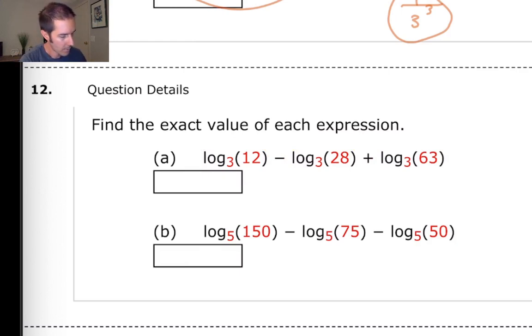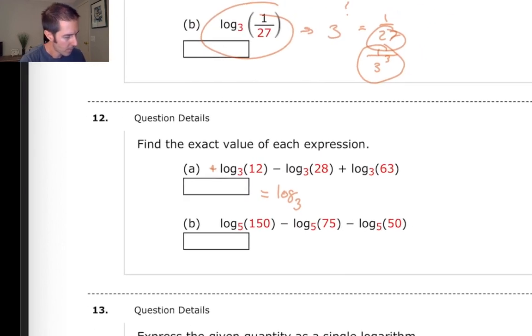Here, because there's a positive 1 in front of this logarithm, I'm going to rewrite a new logarithm that says the log base 3 of, and because this logarithm was positive, I'm going to take the 12 and put it into a numerator inside this new logarithm. And in the second term, because it has a negative coefficient, I'm going to put the 28 into the denominator.